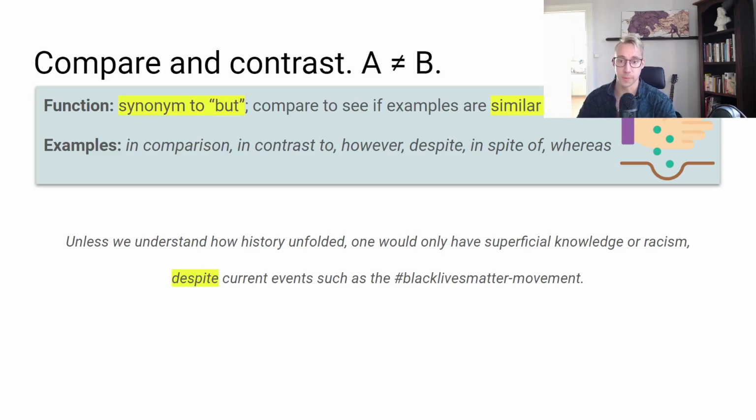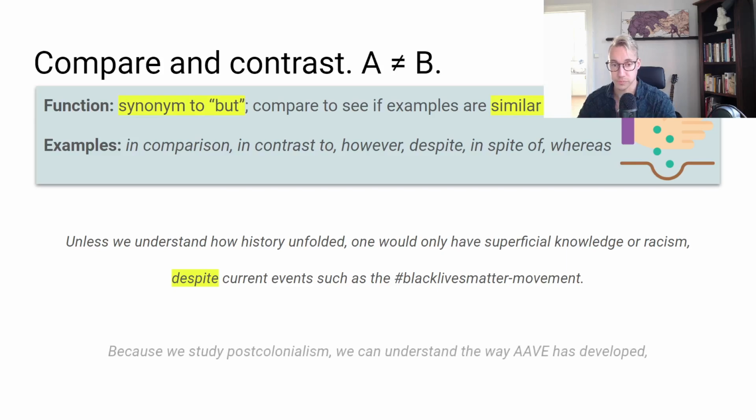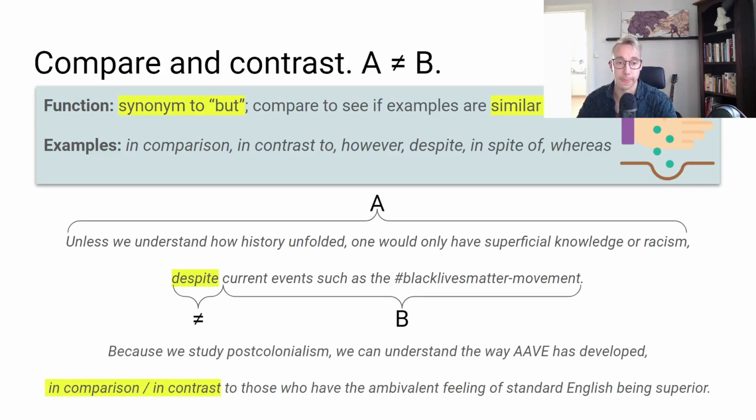So here it says, unless we understand how history unfolded, one would only have superficial knowledge of racism despite current events such as the Black Lives Matter movement. Let's look at the symbols first before we look at the other example. We can see here that the A part is people who have superficial knowledge of racism, and then even though or although or despite all of these events that have happened lately related to the Black Lives Matter movement.